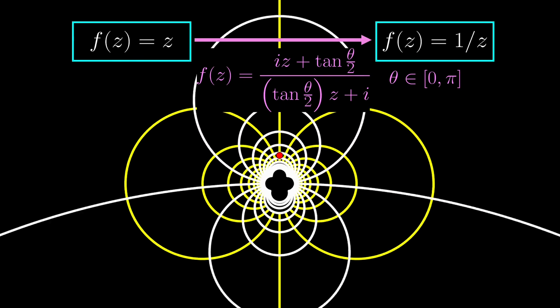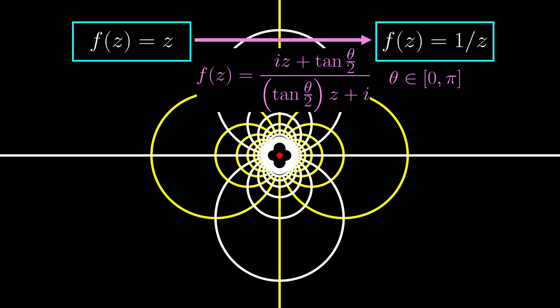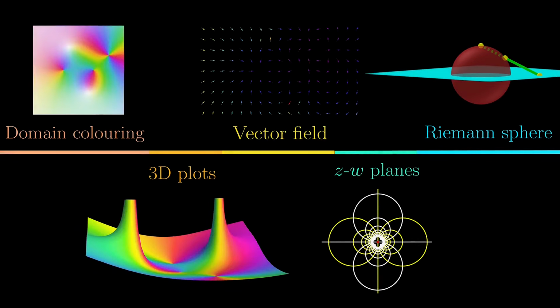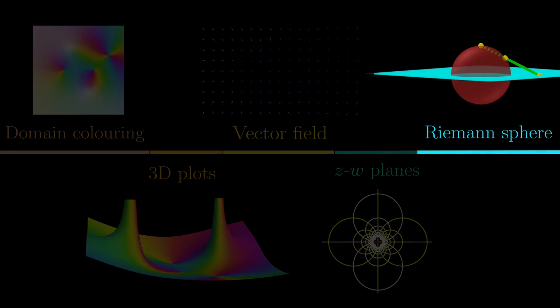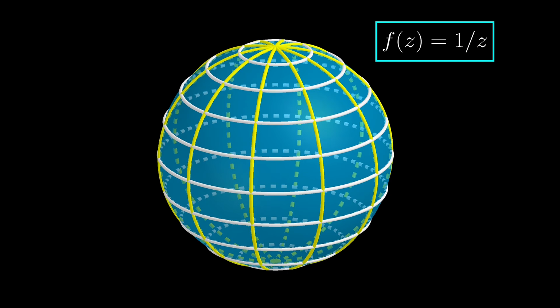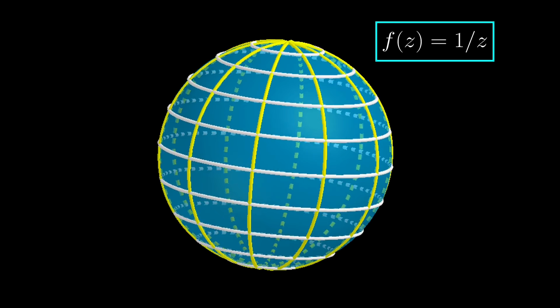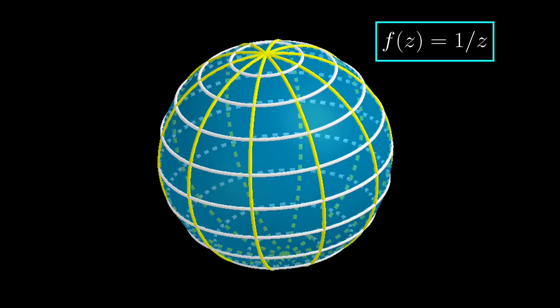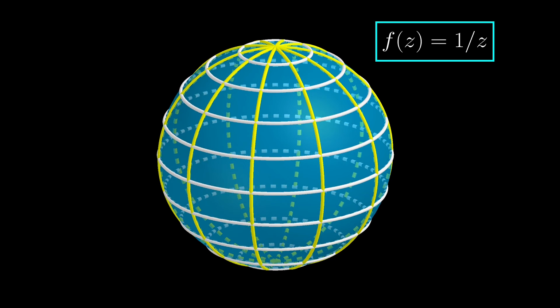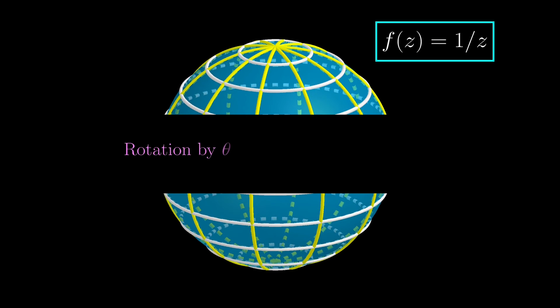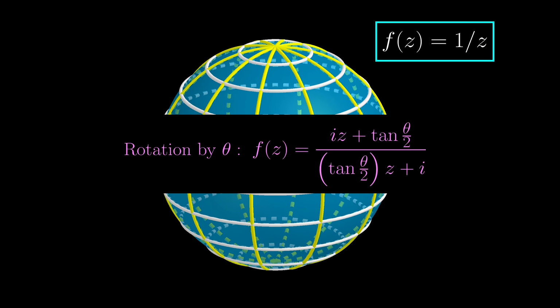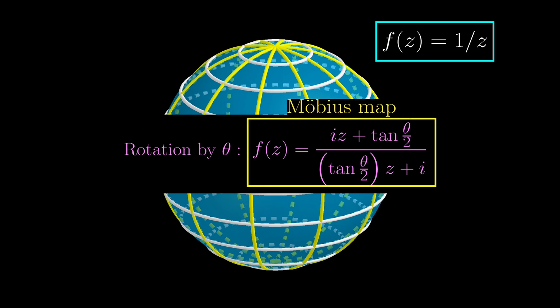It has something to do with the next method of visualization. The reciprocal function is best illustrated with the Riemann sphere, because the Riemann sphere just undergoes a simple 180-degree rotation about the x-axis. If instead of rotating by pi, we rotate by angle theta, then this is the corresponding function. This type of function is called a Möbius map, something that we will deal with in the next video.